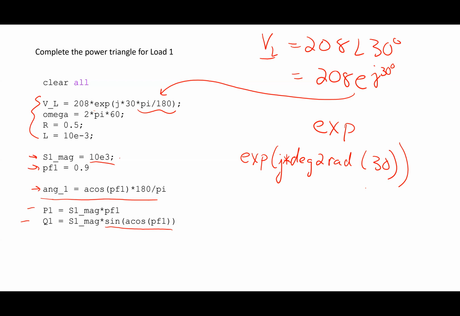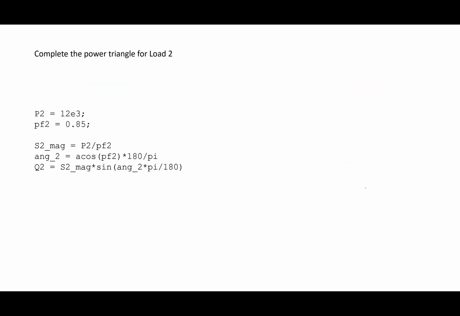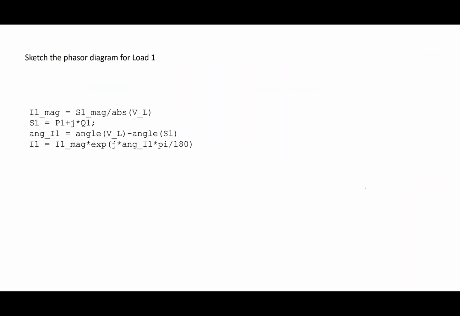Okay, so what I did here, if you notice, to get the phasor diagram, is I created an S vector by saying S1 was P1 plus jQ1.